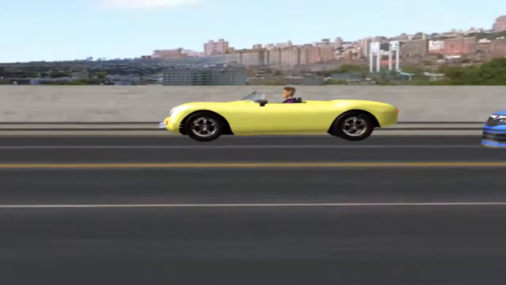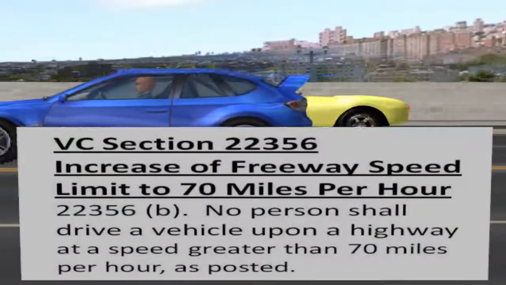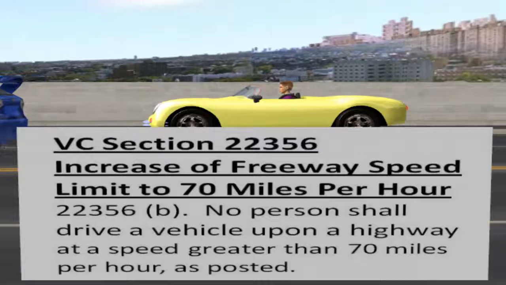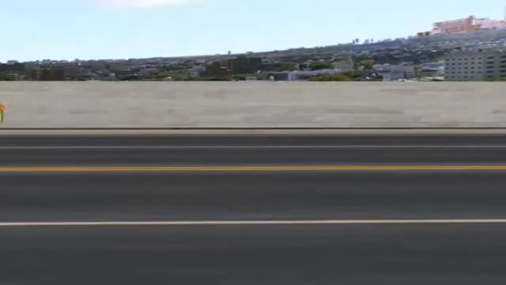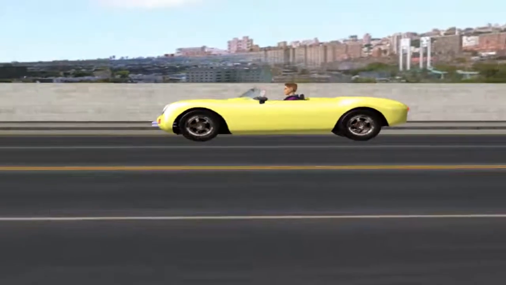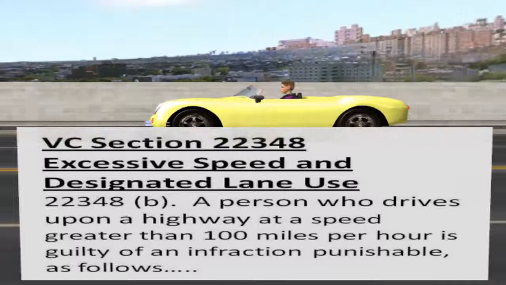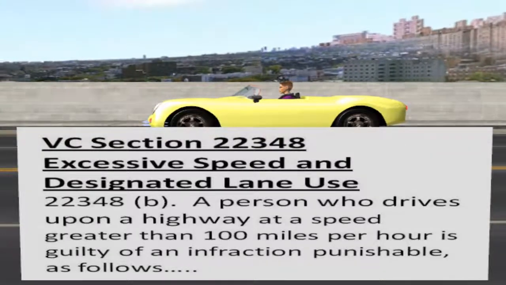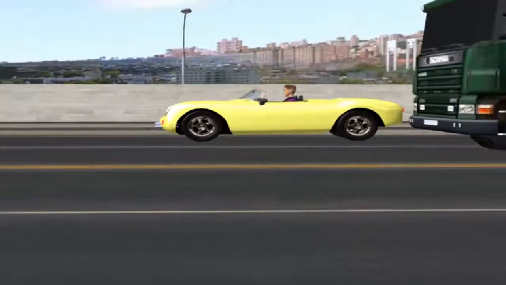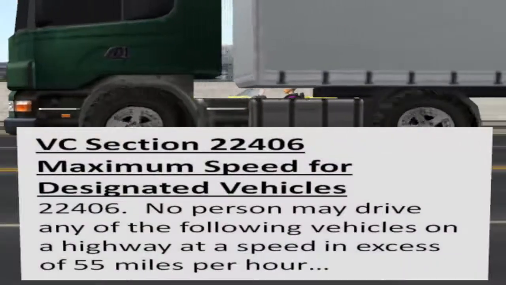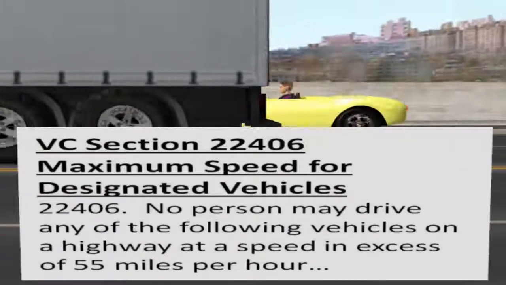Other absolute speed limit violations include Vehicle Code 22356B, which is used when the driver is accused of exceeding the speed limit when the posted limit is 70 miles per hour. Section 22348B is used to charge drivers with exceeding 100 miles per hour. This is a more serious charge with tougher fines and penalties. Commercial drivers are often charged with Section 22406, which limits the speed of many multi-axle vehicles to 55 miles per hour, regardless of the posted speed limit.